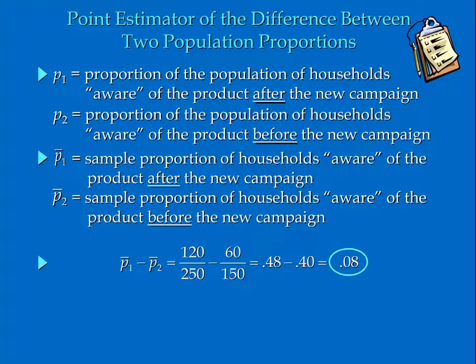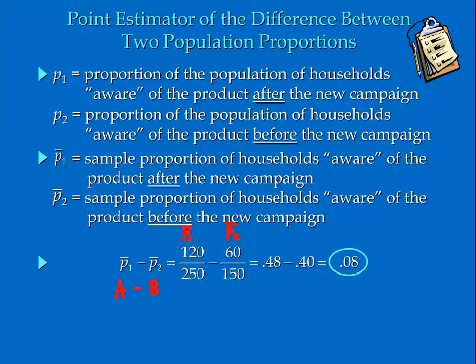Now, P bar 1 is the sample proportion aware of the product after the campaign. P bar 2 is the sample proportion of households aware of the product before the campaign. I'm just going to write A for after, B for before. Before the campaign we had 60 households over 150. This here is P bar 2, and after the campaign it was 120 households over 250. This is the stuff I said to underline.